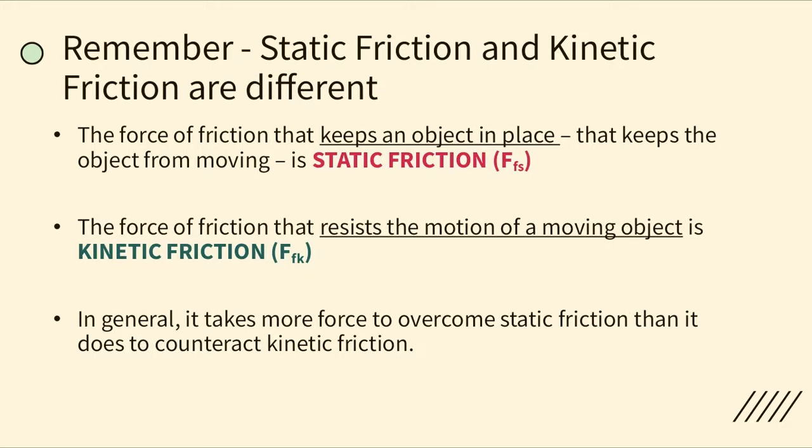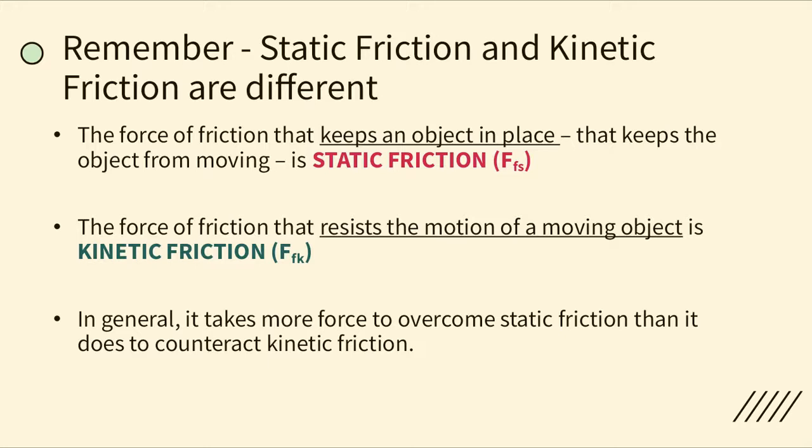All right, a couple of things to touch up on. Remember that there's static friction and kinetic friction, and they are two different ones. The force of friction that keeps an object in place, that keeps an object from moving, is static friction, and that is denoted by F subscript Fs, so force of friction static. Again, that's the one that you need to overcome in order to start something in motion. So if an object is at rest, it is experiencing friction, it's just experiencing static friction.